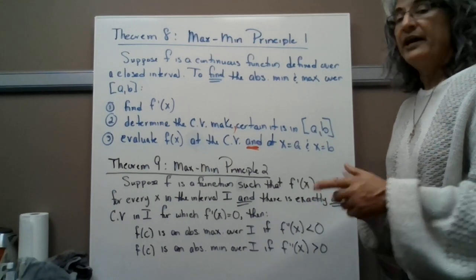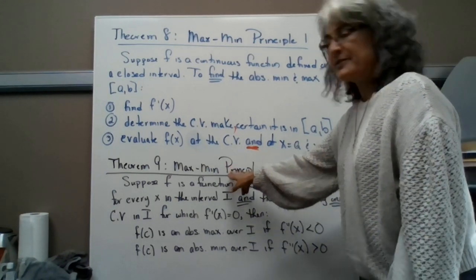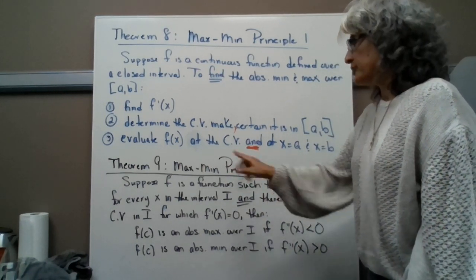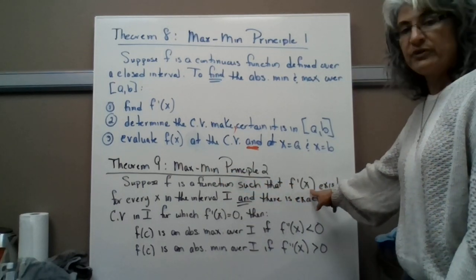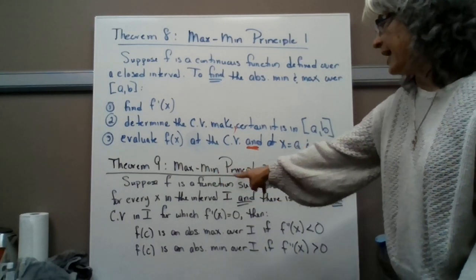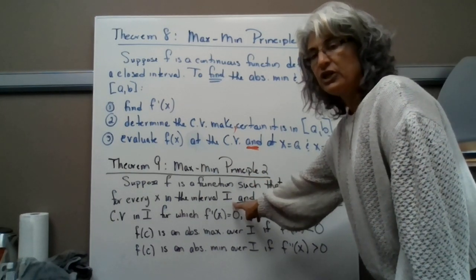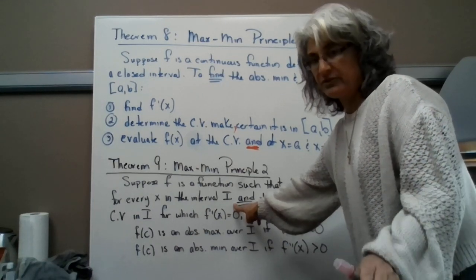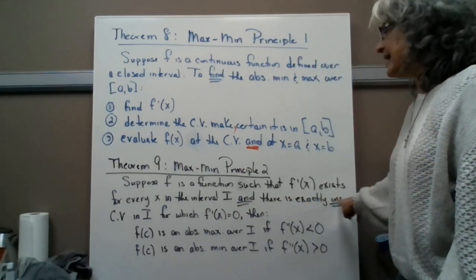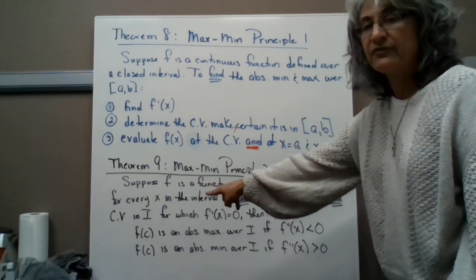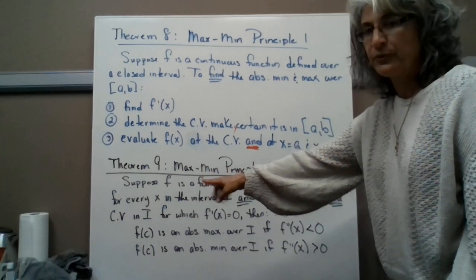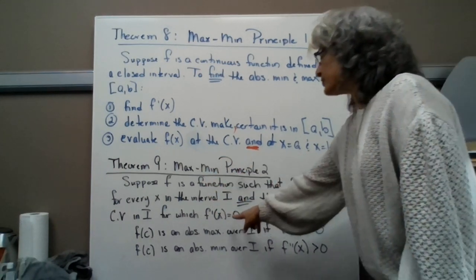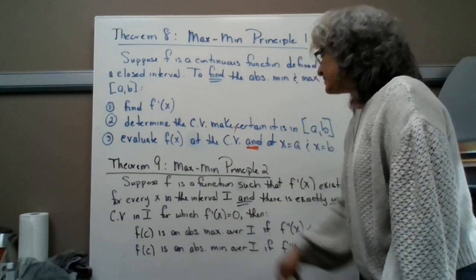Cool. Now, theorem number 9, called the max-min principle number 2. So, suppose f is a function such that the first derivative exists for every x in an interval. Notice it says an interval. It doesn't say anything about the interval being closed. It's just an interval. And there's exactly one critical value in that interval. Again, it doesn't say anything about that interval being closed. It just says some interval for which the first derivative at that x equals 0.